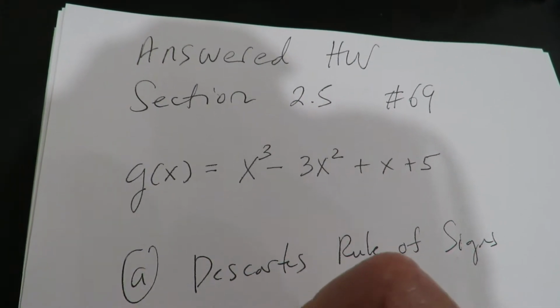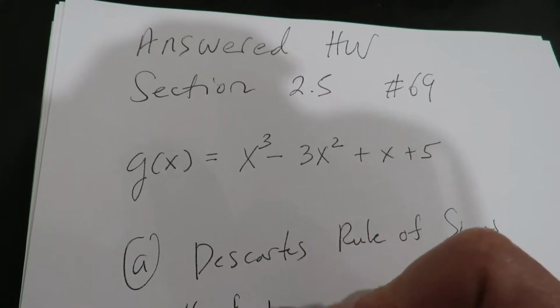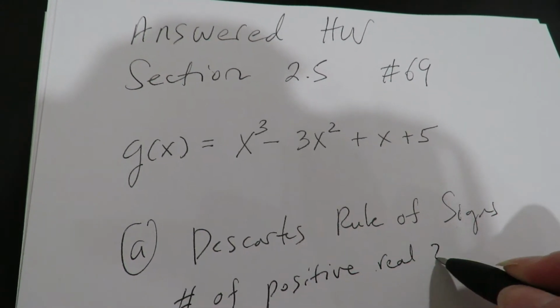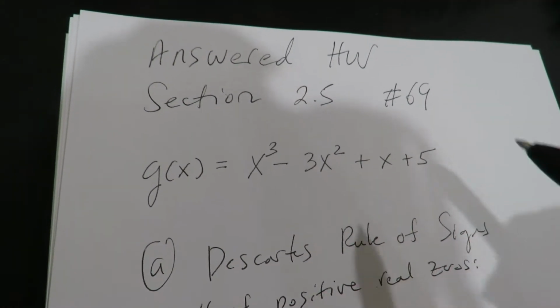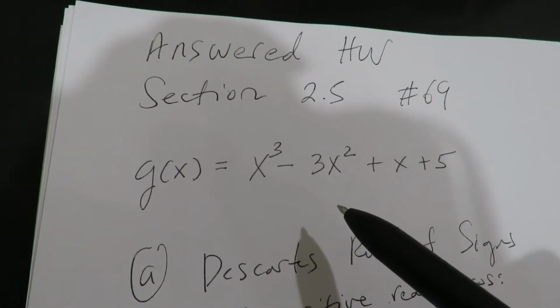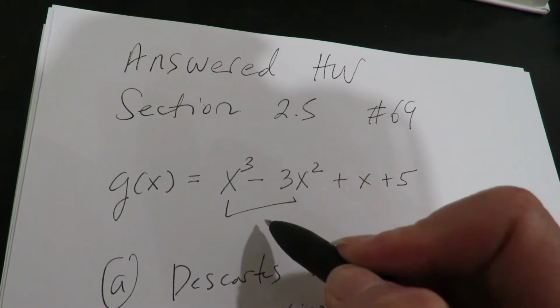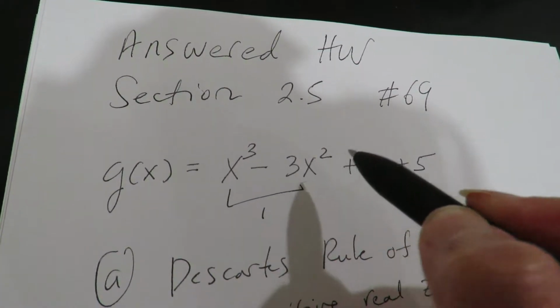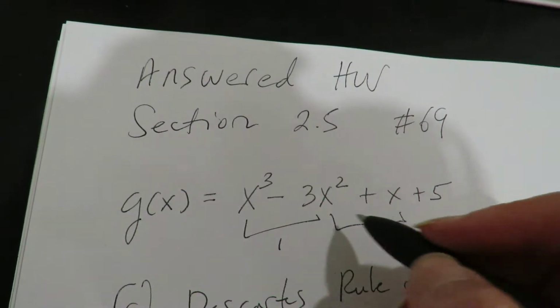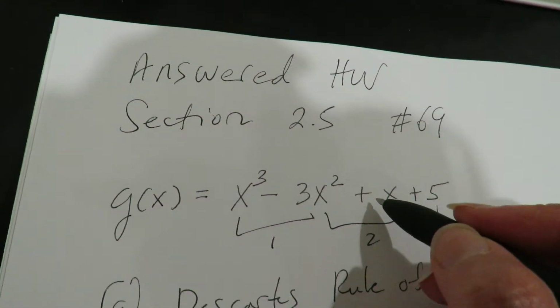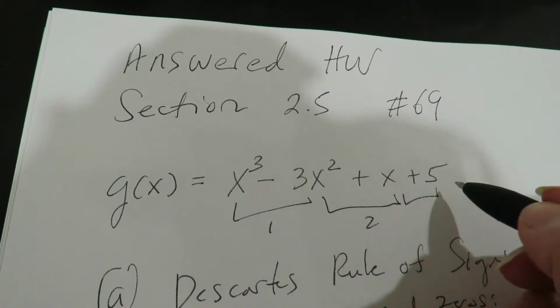All right, Descartes' Rule of Signs, number of positive real zeros. Okay, that's the variation of sign of the original minus even integers. So that changes sign. It goes from positive to negative. That changes sign. It goes from negative to positive. And that does not change sign. It goes from positive to positive.